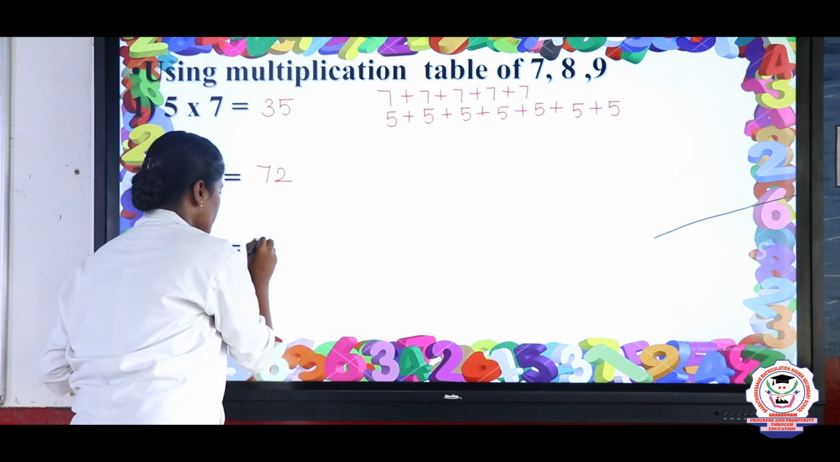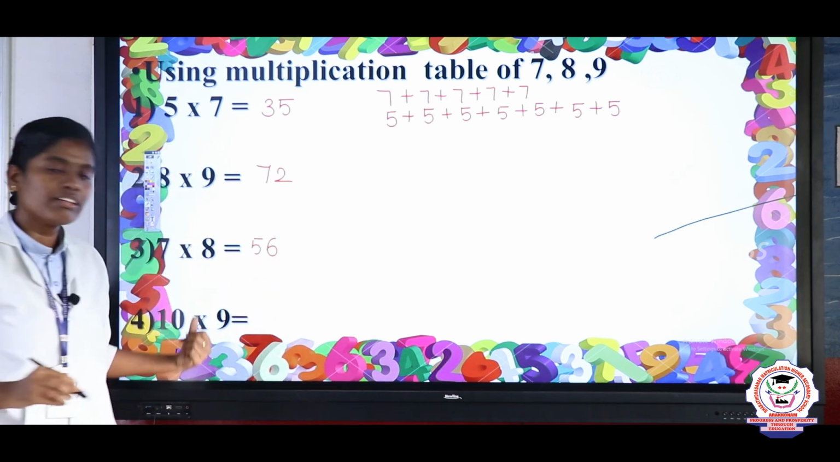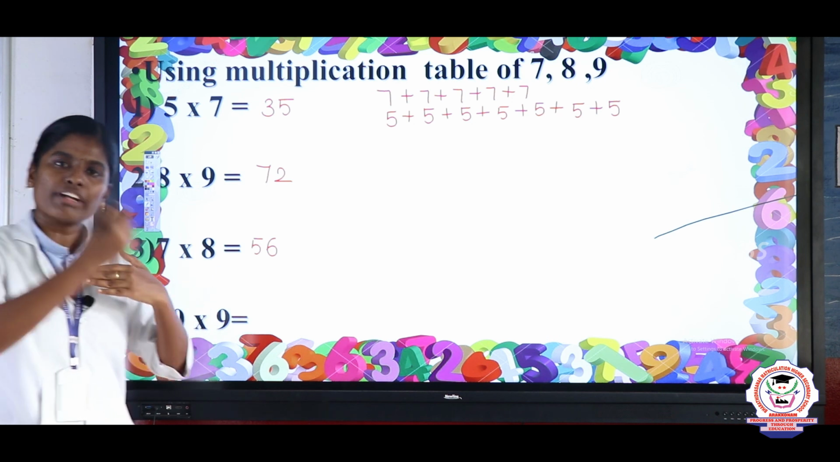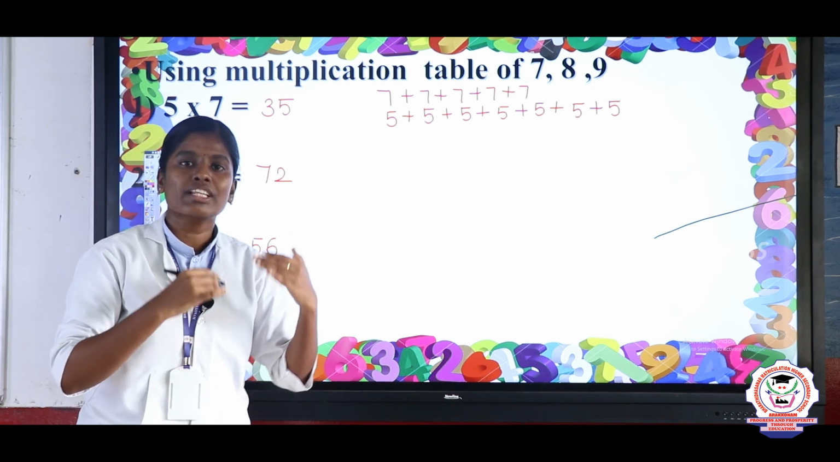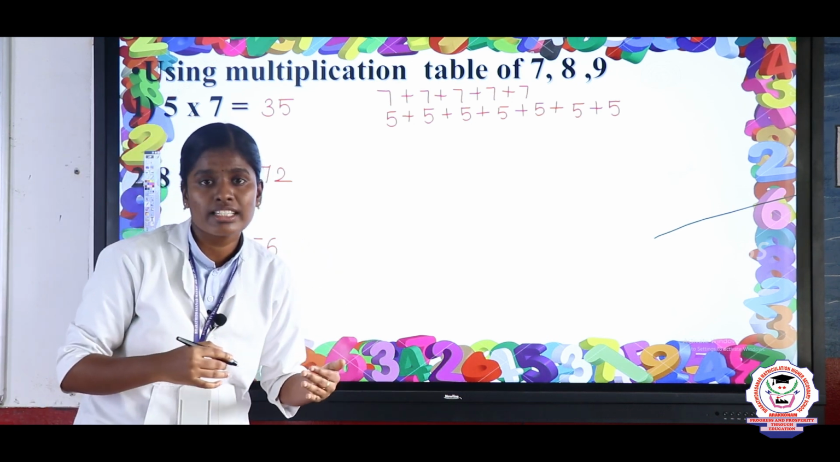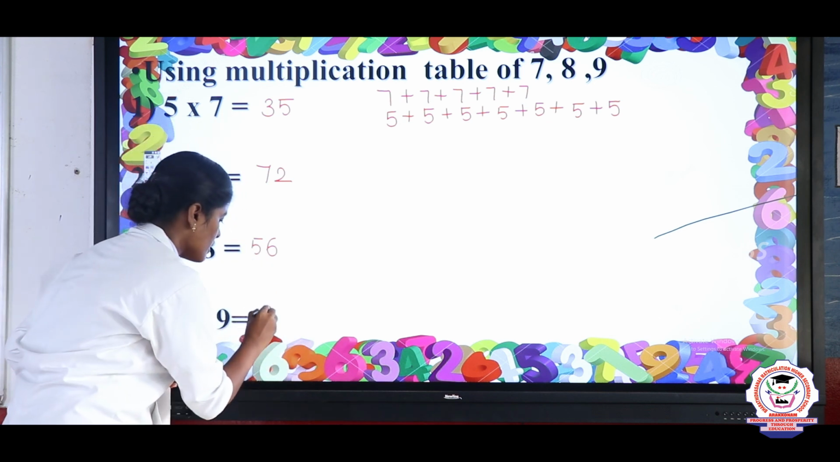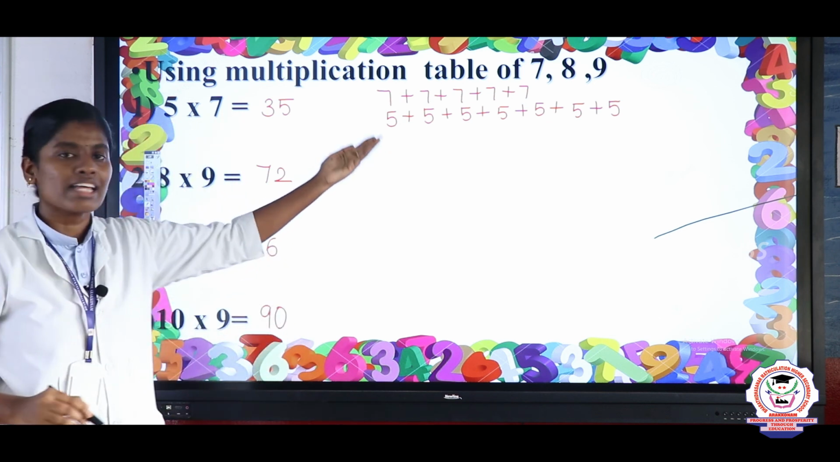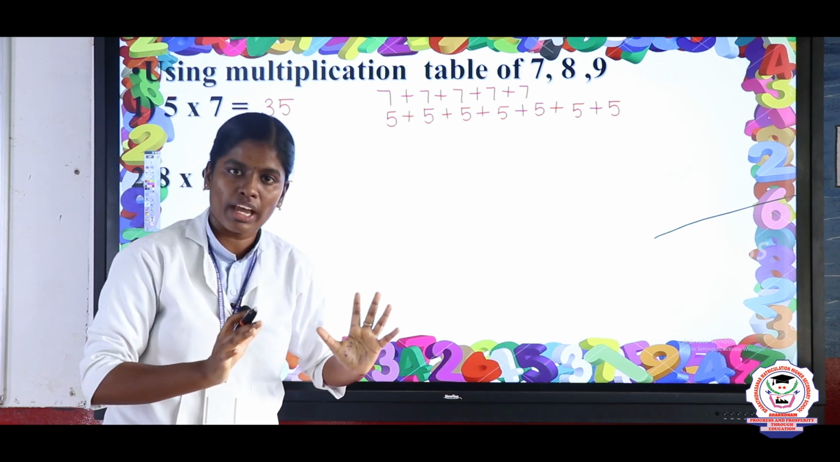7 eights are 56. Next I will take 10 nines are. 10 times of 9 or 9 times of 10. So the answer is 90. So do this process and do all the multiplication sums. Okay.